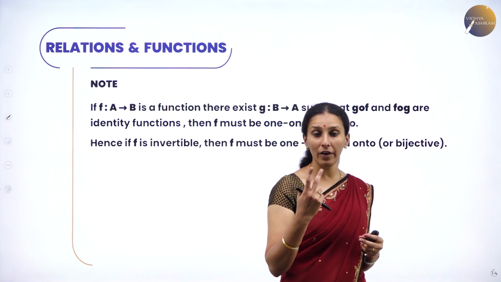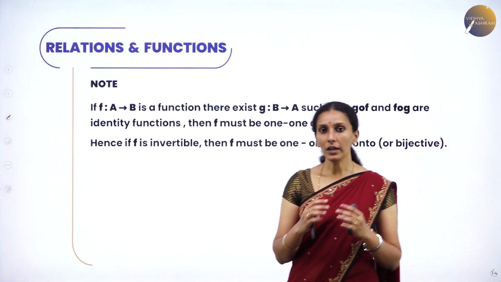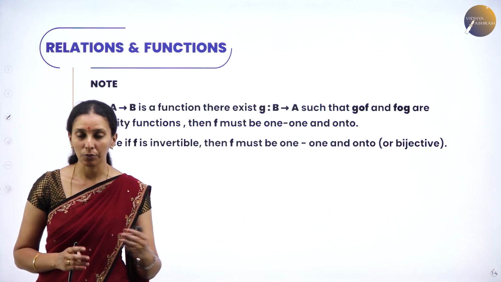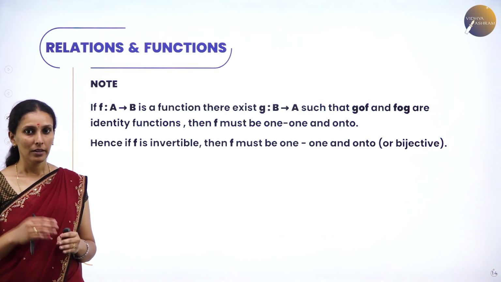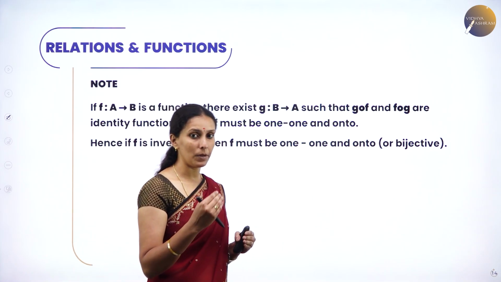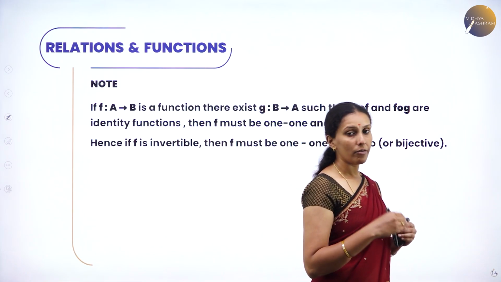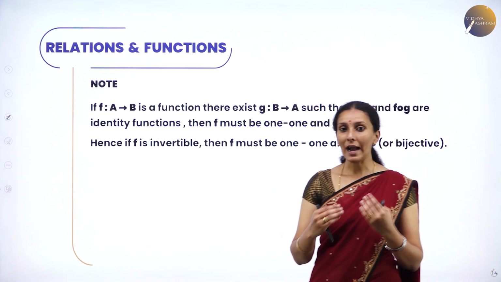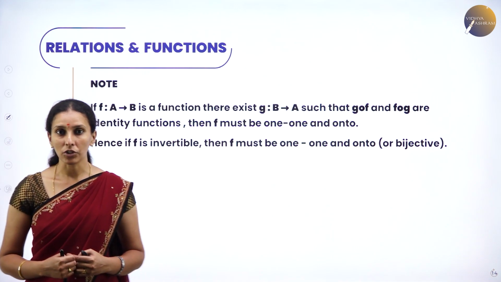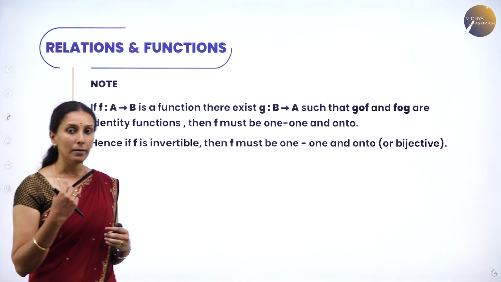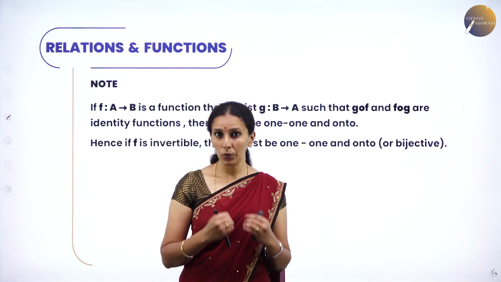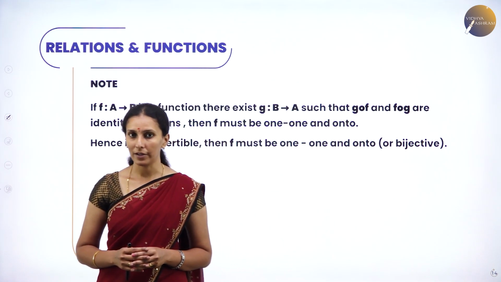So, we can define two definitions for an invertible function. One is, if f is invertible, then f has to be bijective. The other one is, if f is said to be invertible, then there should exist a function g from B to A such that g naught f and f naught g are identity functions. So, we can find whether the given function is invertible or not from the composition of functions or by proving that the given function is bijective.